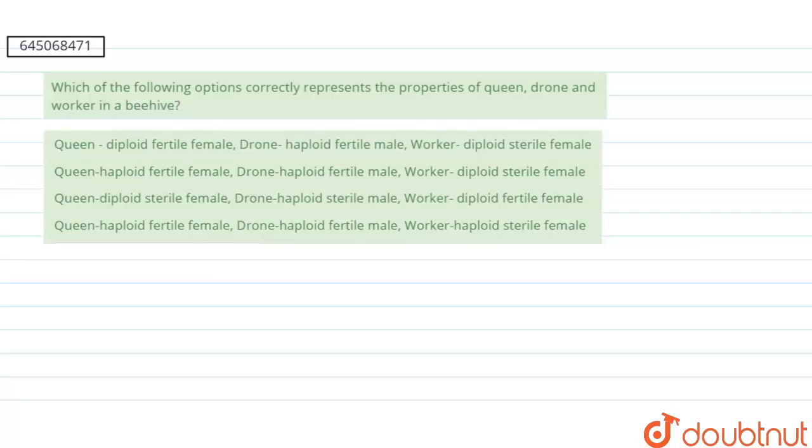Hello everyone, let's start the question. Our question says: which of the following options correctly represents the properties of queen, drone and worker in a beehive?